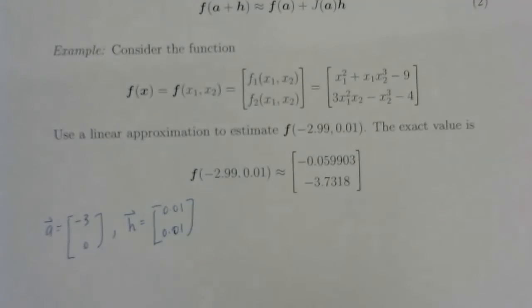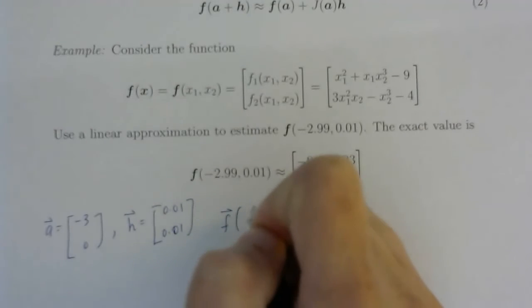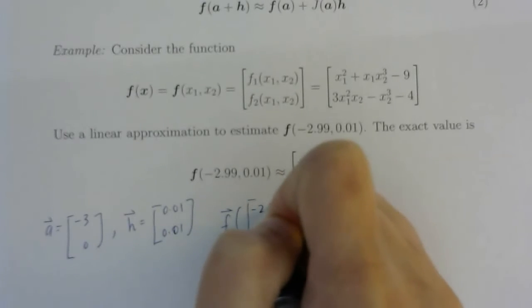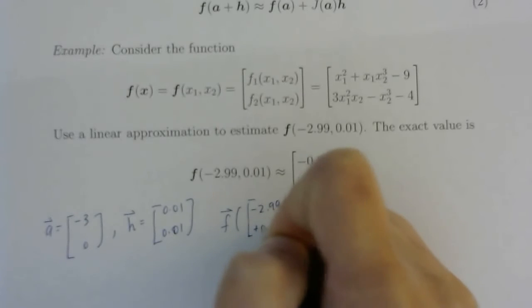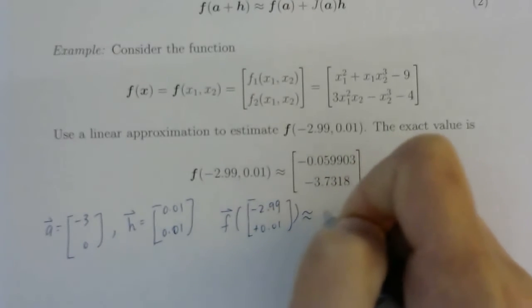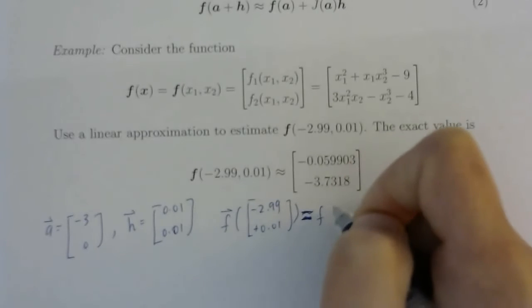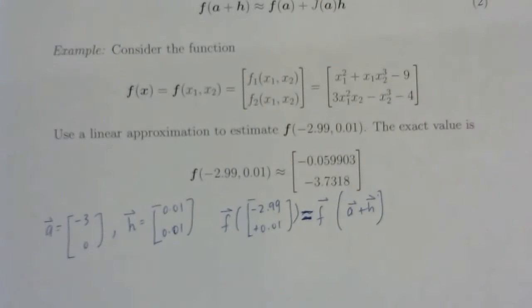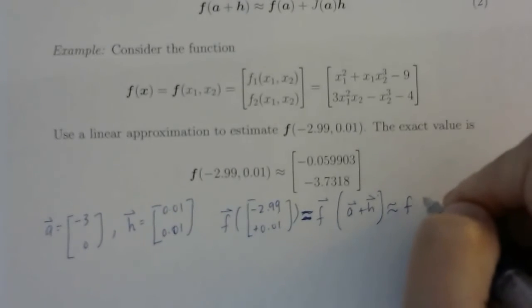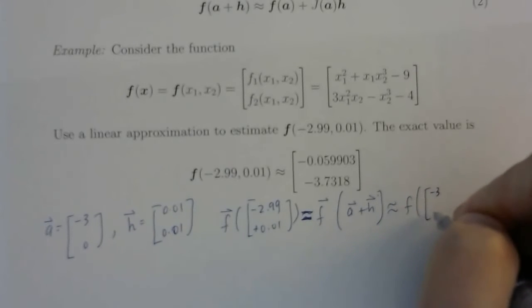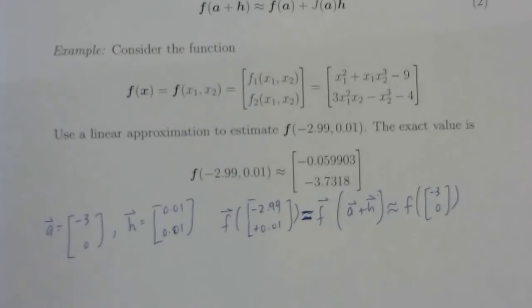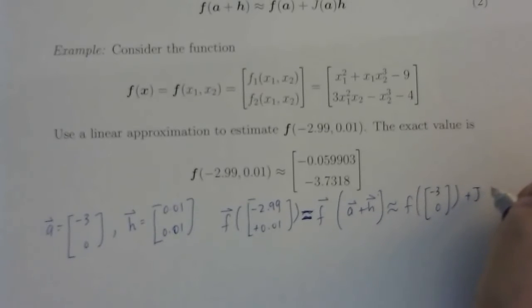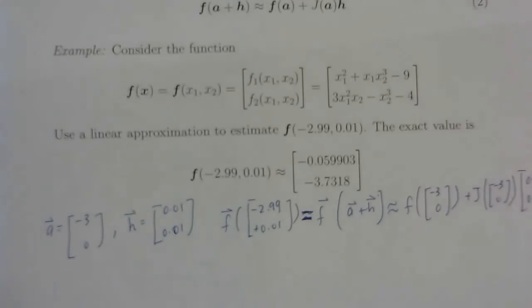Awesome. Okay, the linear approximation says that f at this point (-2.99, 0.01), I say, equal to first a plus h, which is approximately f at, and I'll write in a this time, (-3, 0), plus the Jacobian at (-3, 0), times h, (0.01, 0.01). Make sure you can see that.